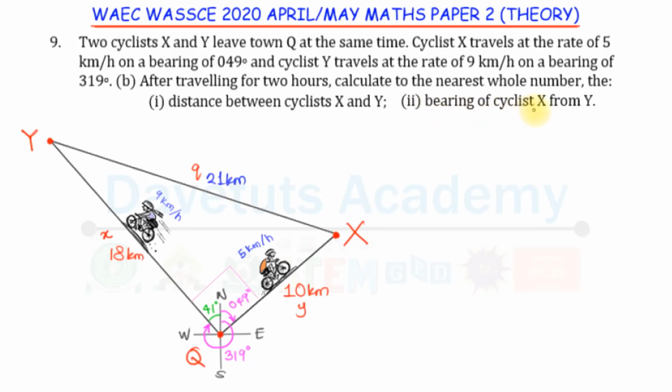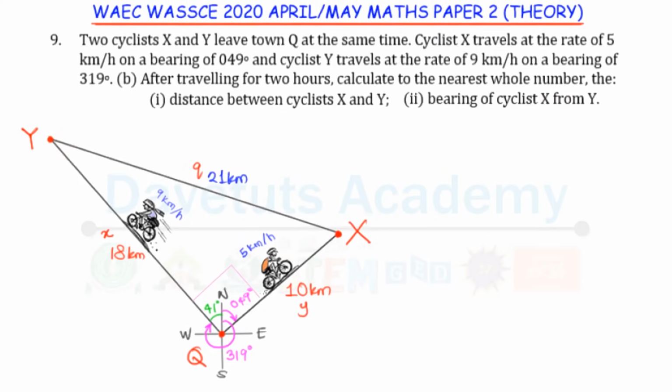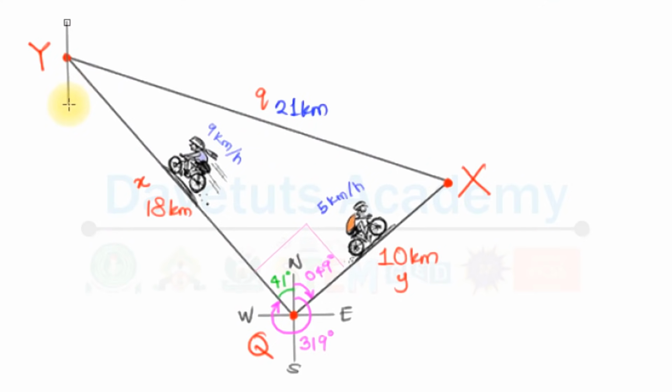Now we have to find the bearing of cyclist X from Y. From Y means that we need to go to Y to consider taking our cardinal points from there and look at the bearing of X from Y. So we can go to Y to take our bearing. Just the 4 cardinal points that we'll be needing. Alright, so here we can identify these to be the north, the south, the east, and the west.